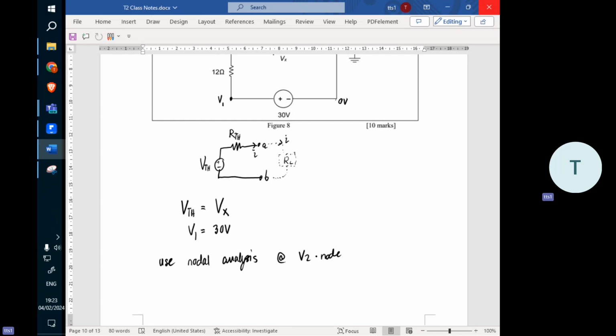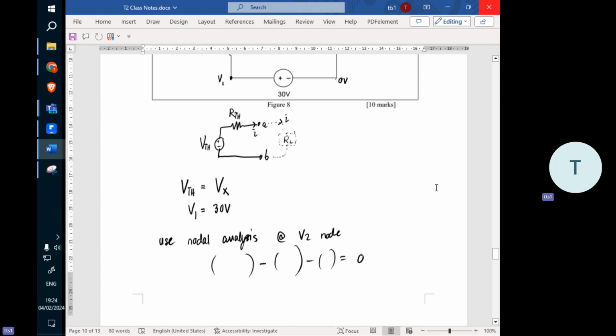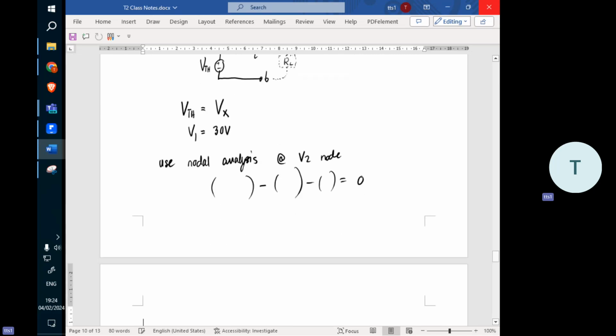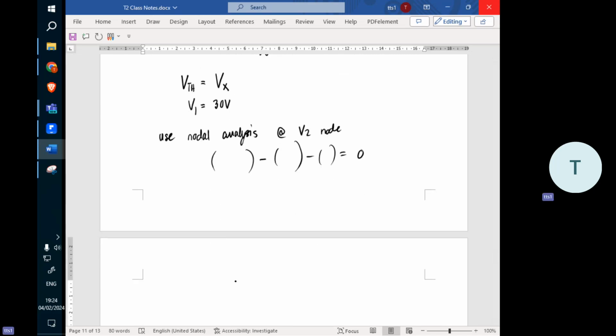Okay, so you have something minus, according to the question, minus something equal to 0. At the end, it will lead you to the voltage V2. After this, you should be able to find V2.